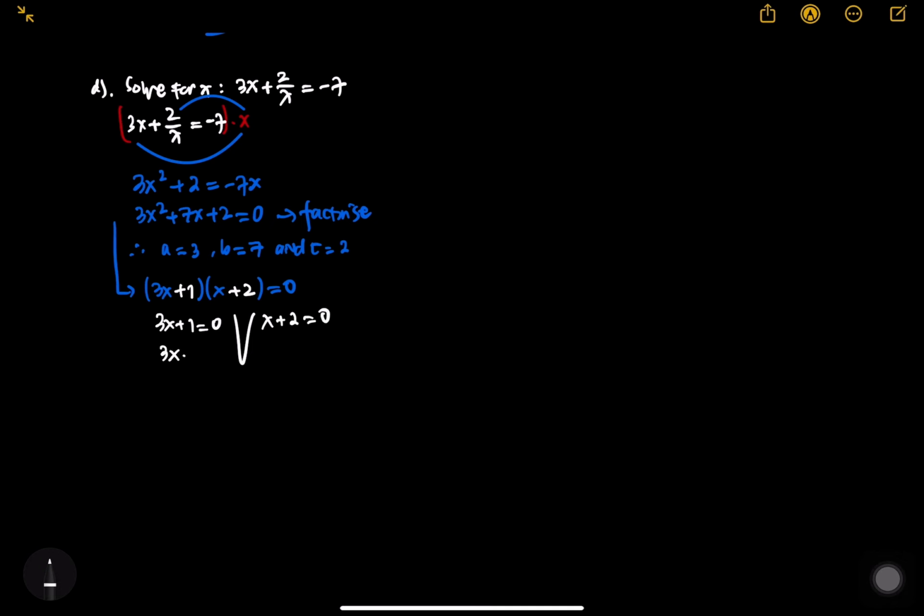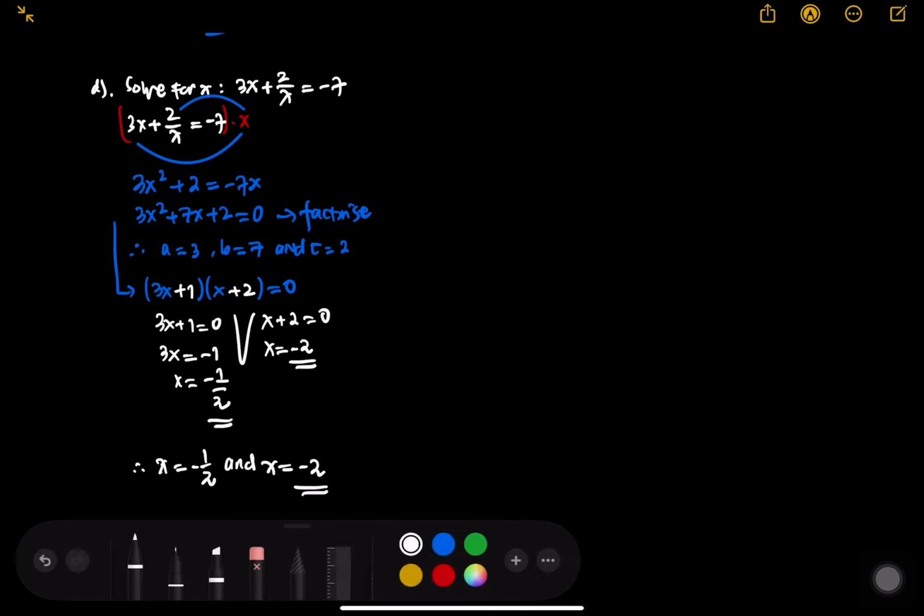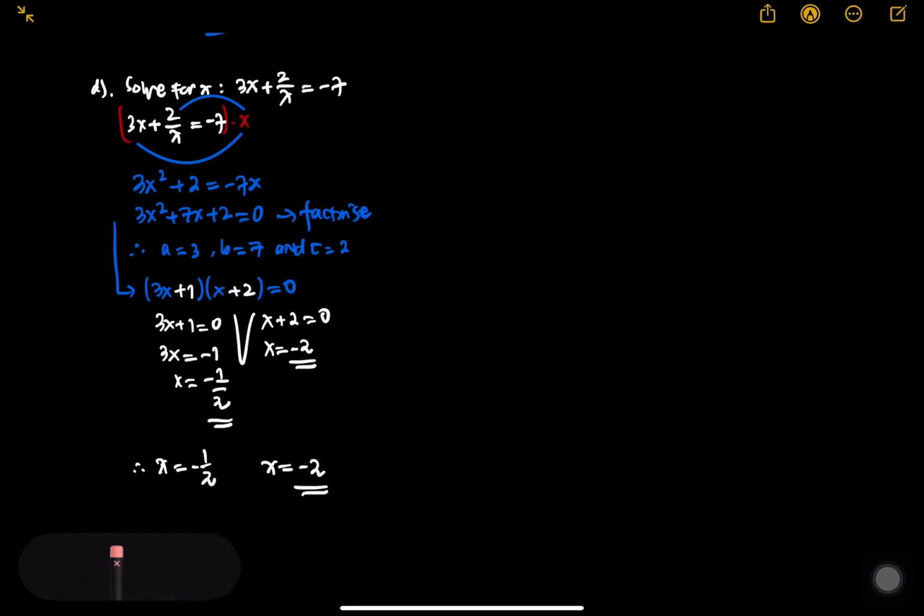Then 3x equals negative 1, so x is negative 1 over 3. And x equals negative 2. So the value of x: x equals negative one third, and x equals negative 2. Oh, it's not an "and", sorry, it's "or".